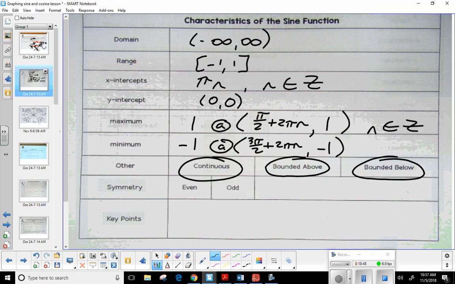Now, let's talk about symmetry. It's been a while since we've seen this. What does it mean if you have an even function? Say it again, Aiden. That's exactly right. If you are able to fold the graph along the y-axis, imagine that was your line of symmetry, then it's going to be an even function.